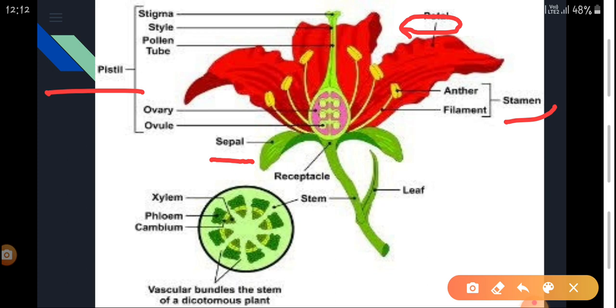The sepal helps in the protection of the flower. The petal helps in the attraction of the flower. Then come to the male reproductive part, which is known as stamen. The stamen has two parts, anther and filament, and the female reproductive part known as pistil or carpel has three parts: stigma, style and ovary. Inside the ovary the ovules are present.